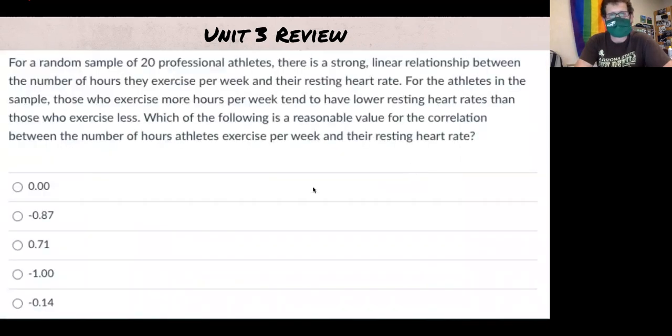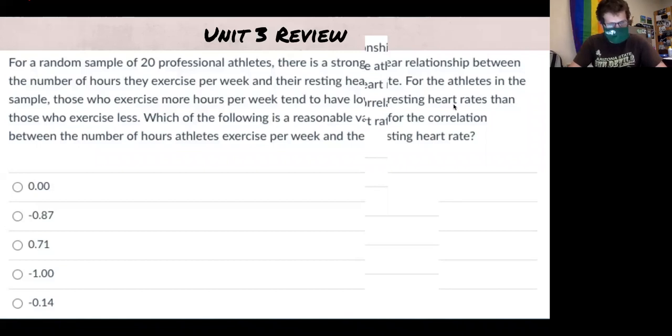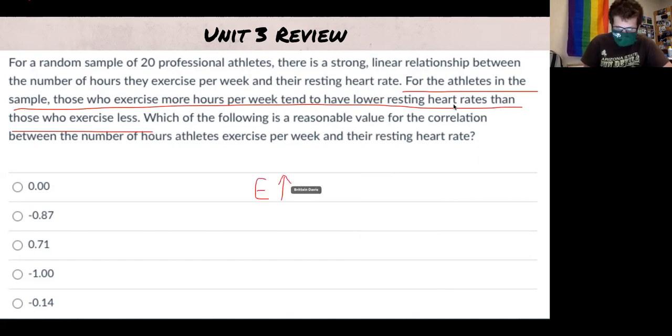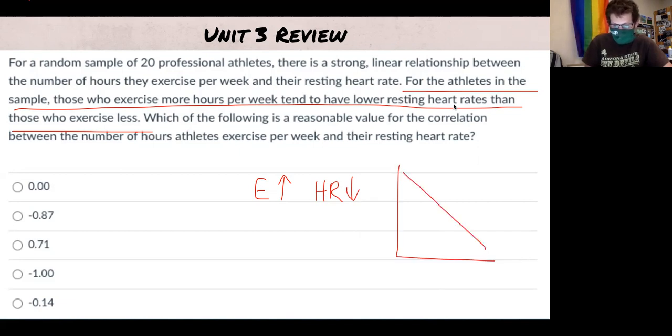For a random sample of 20 professionals, well, I'm not going to read it, sorry. But you can read through that and see if you can figure out the best answer. So my thought process going through this, and yours doesn't have to match mine, is with this sentence right here, it tells me that as exercise increases, so I'll put E for exercise, heart rate goes down. So this is going to be a negative relationship. It's going to look like this, and that means it's going to be a negative correlation.